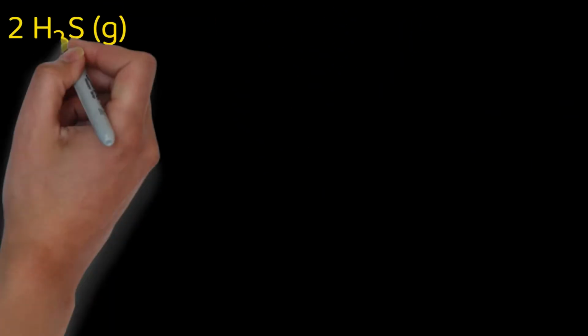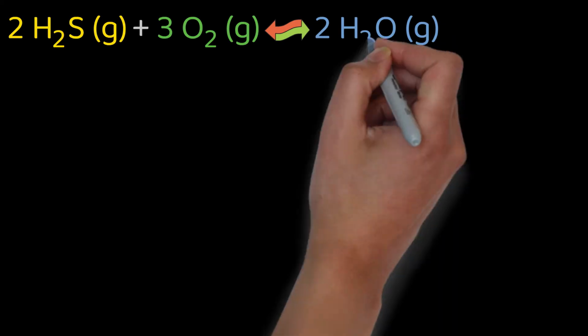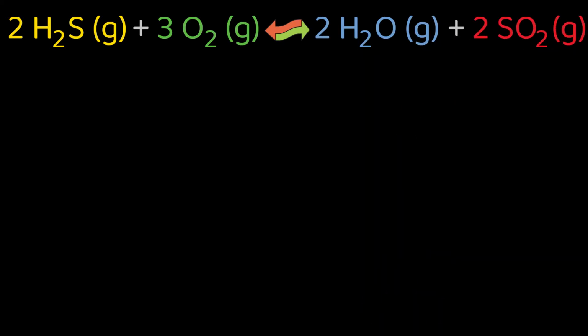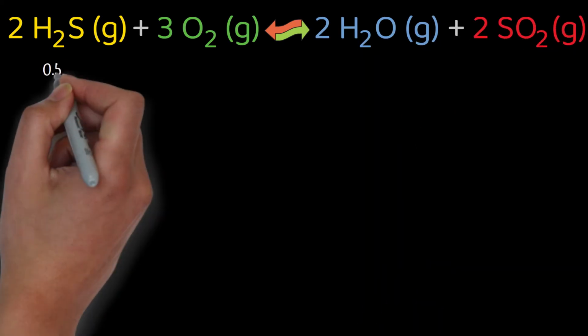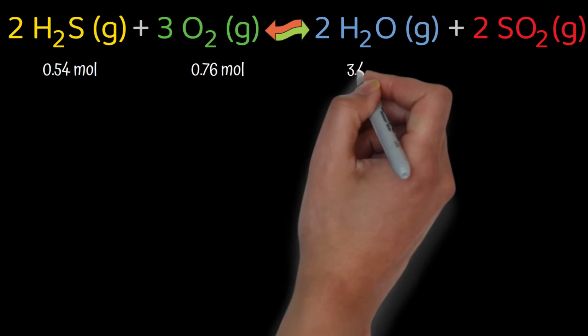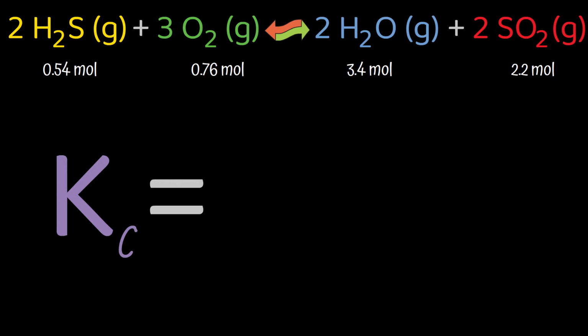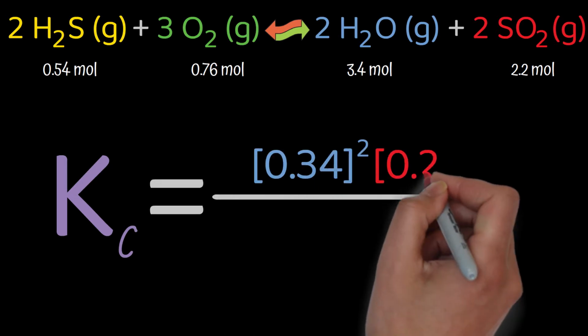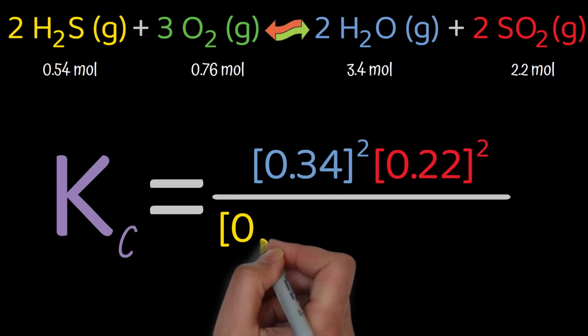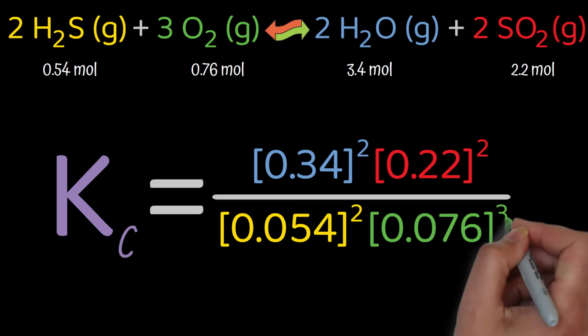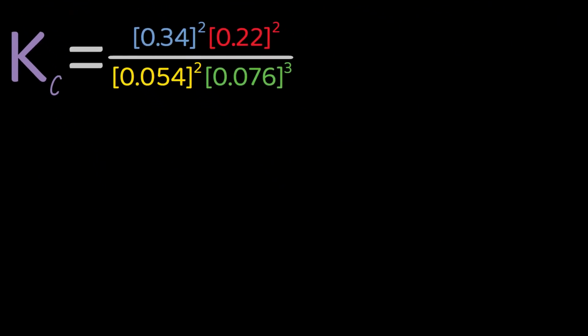Consider this reaction in equilibrium at 430 Kelvin. All of the reactants and products are in a 10 liter container. There are 0.54 moles of hydrogen sulfide, 0.76 moles of oxygen gas, 3.4 moles of water, and 2.2 moles of sulfur dioxide. What are Kc and Kp for this reaction? For Kc, we can divide each by 10 liters to get moles per liter. Then we can set up the Kc equation. We get 4,370.